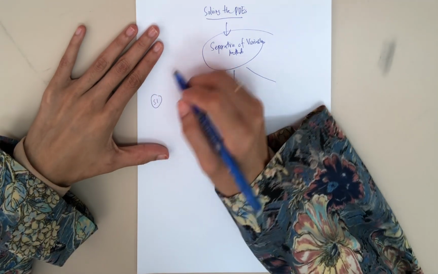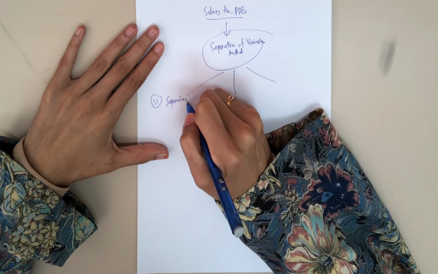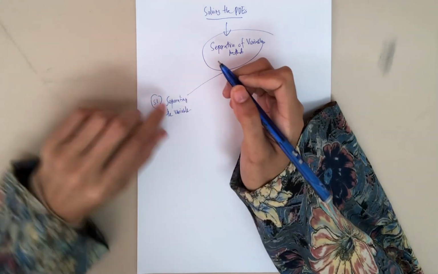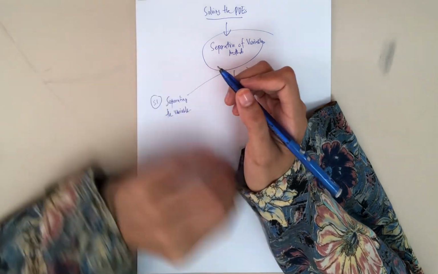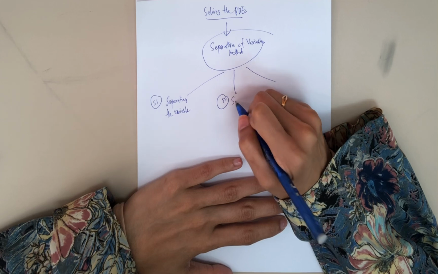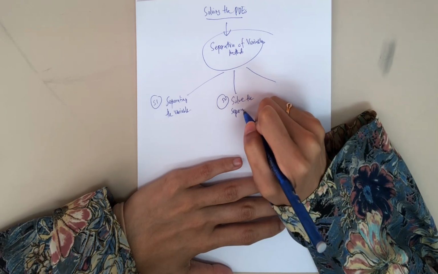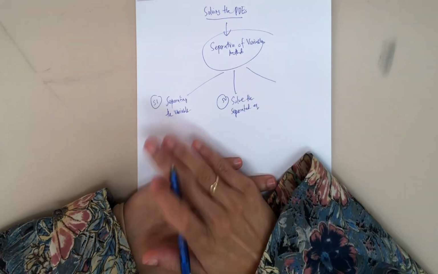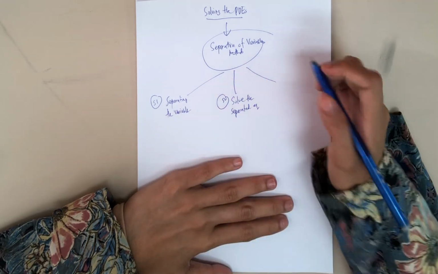Step number one is we need to separate the variable itself first. Then step number two is we will solve the separated equation. The first step, we already separated, so after we separate, we will solve that separated equation.